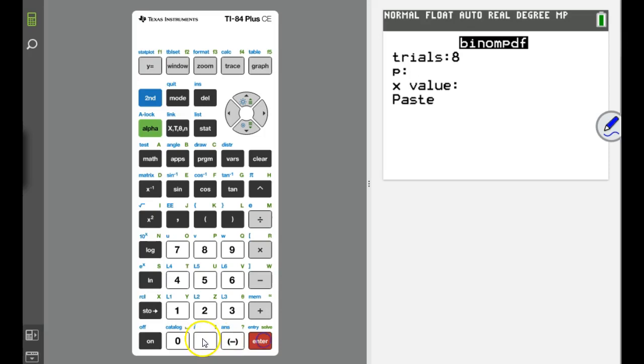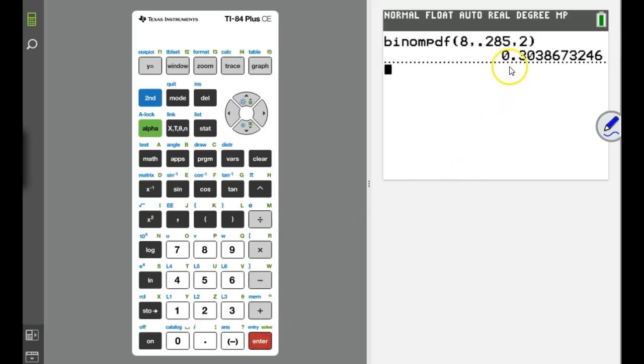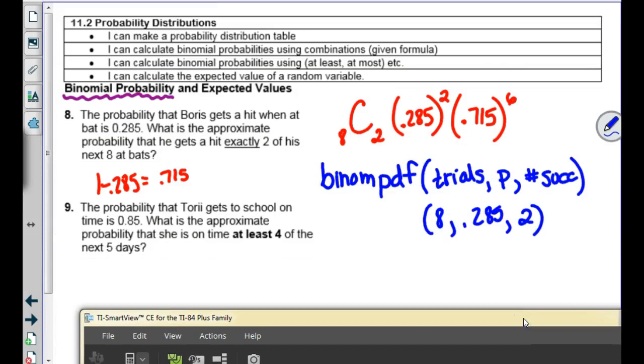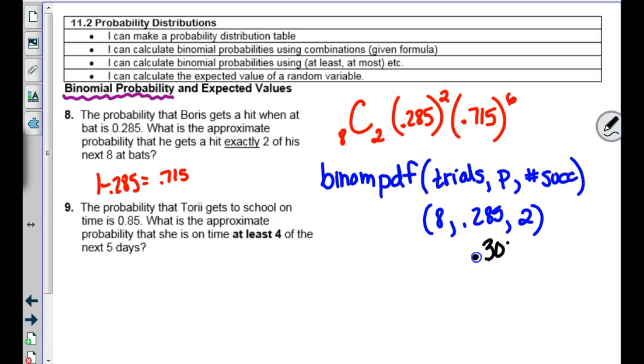Okay, so out of 8 trials, was it 0.285, guys? And we want exactly 2 successes. So 0.304-ish. Not what you got? Yep. You can do that and you should get the same answer. Do you want me to show that, or just another way of doing it? Yep.